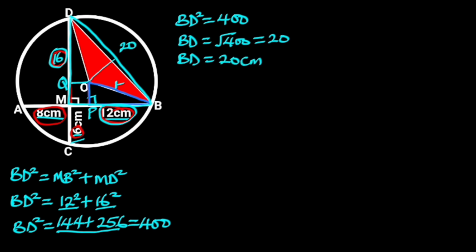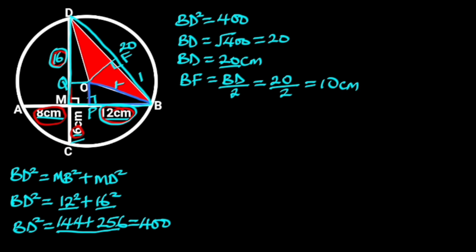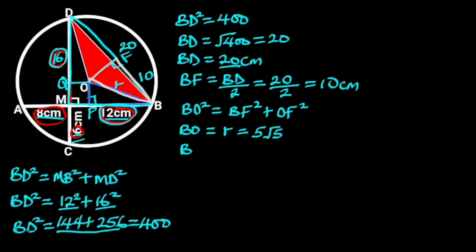Next, let's draw a perpendicular line from the center of the circle to line BD. Let the point of intersection be F. Recall that a perpendicular line drawn from the center of a circle to a chord bisects the chord. It follows that BF equals BD divided by 2. BD is 20, so 20 divided by 2 is 10 centimeters. Since triangle OFB is also a right-angled triangle, we are going to find OF using Pythagoras' theorem. So, from Pythagoras' theorem, BO square equals BF square plus OF square. Recall that BO is the radius of the circle, which is 5 root 5 centimeters, and BF is 10 centimeters.